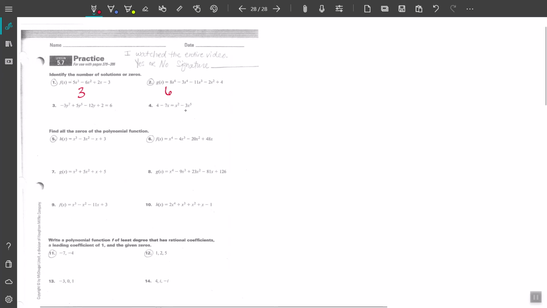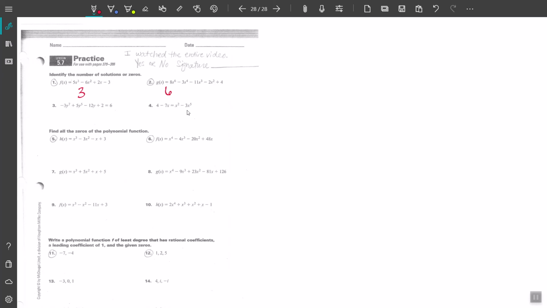And then over here, number 4, again, this is not in standard form in the least, but you're just looking for the highest exponent. And that will tell you that highest exponent, whatever that number is, like in this case is 5, that is the number of times it'll cross the x-axis. So that means it's got that number of solutions or that number of zeros.